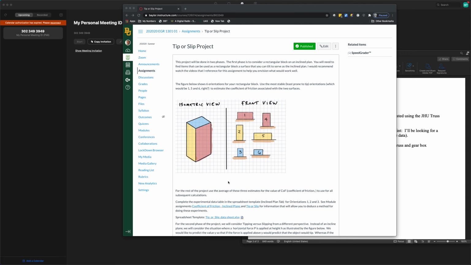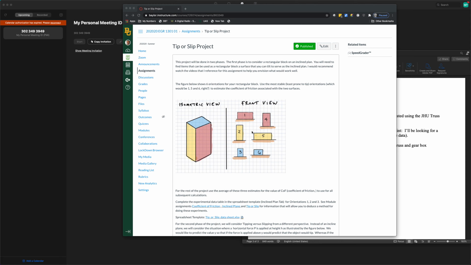Okay, I've had some questions about the tip or slip project, and I made this quick video to hopefully answer these questions. So first of all, let's take a look at the block that you're using, and hopefully you see the 6 orientations, and given a rectangular block, you can figure out which orientation we're talking about. So notice the ones that are flattest, okay?